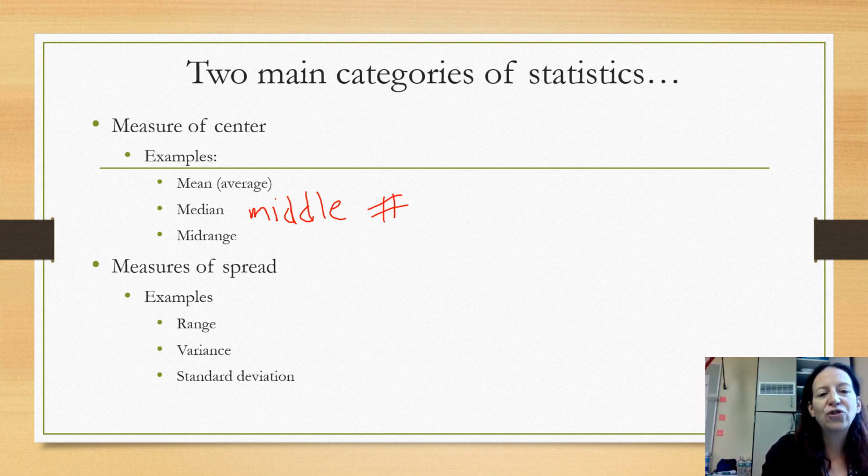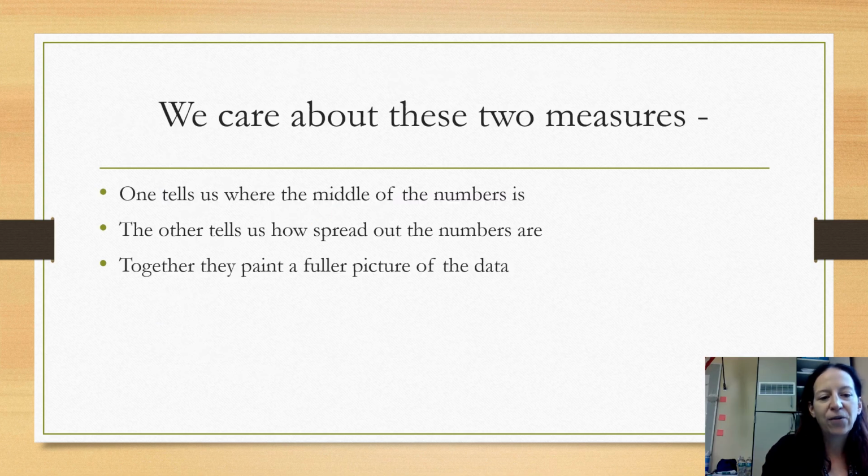So those are the two main categories. We care about these two measures because one of them tells us where the middle of the numbers is, and that's often what you're interested in terms of your grades. Like the grade you get on your report card isn't the highest grade of anything that you got on any assignment all quarter, but it's also not the lowest thing that you might have gotten on an assignment all quarter. It's somewhere in the middle, so you're interested in that.